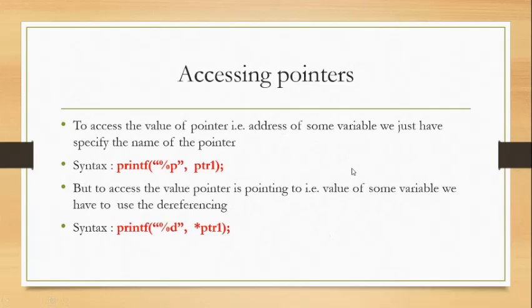Accessing the pointer is as simple as accessing a variable. If you want to know the address that the pointer stores, you can do something like this: printf %p for addresses, and pointer1. If you want to know the value stored in that memory location, the address being a memory location, and in that memory location you will have some value, to know that value you use asterisk pointer1. So let's go into Visual Studio Code to know more about this.